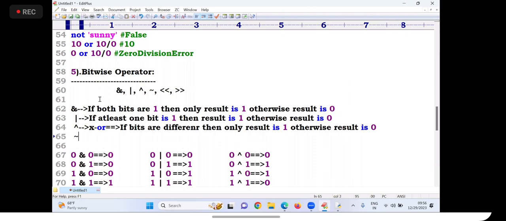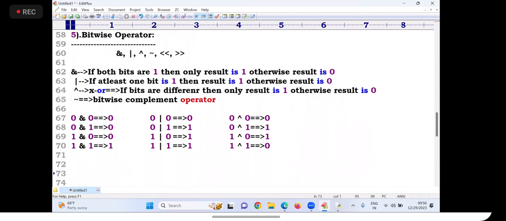One more is there. What it is? How it is working? Bitwise complement operator. It is different altogether.